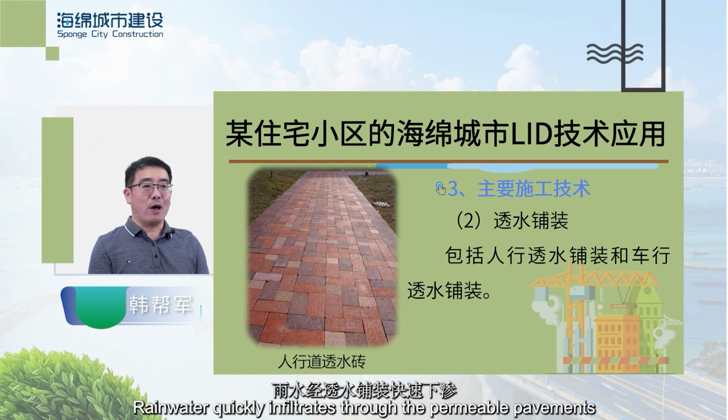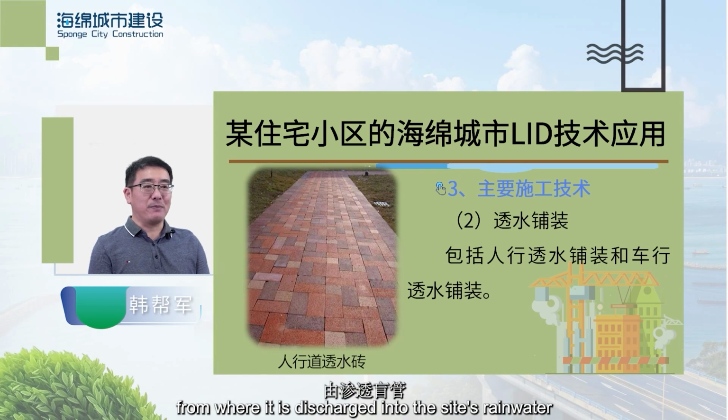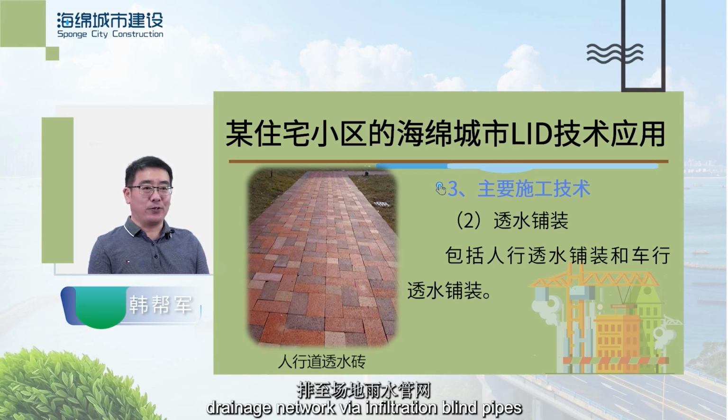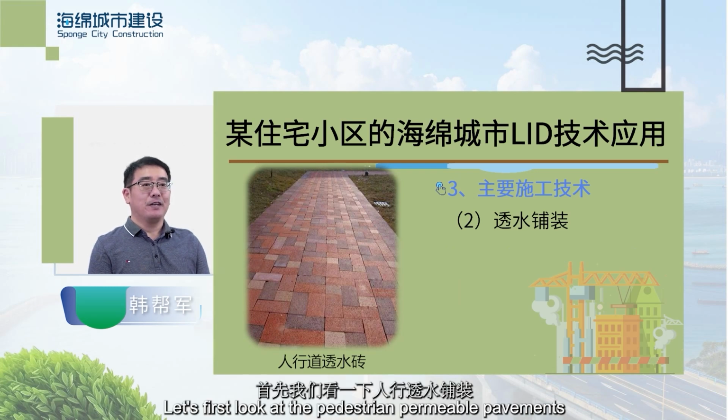Rainwater quickly infiltrates through the permeable pavements and is filtered through the soil to the infiltration layer, from where it is discharged into the site's rainwater drainage network via infiltration blind pipes. This effectively reduces rainwater runoff and the concentration of rainwater pollutants. Let's first look at the pedestrian permeable pavements.